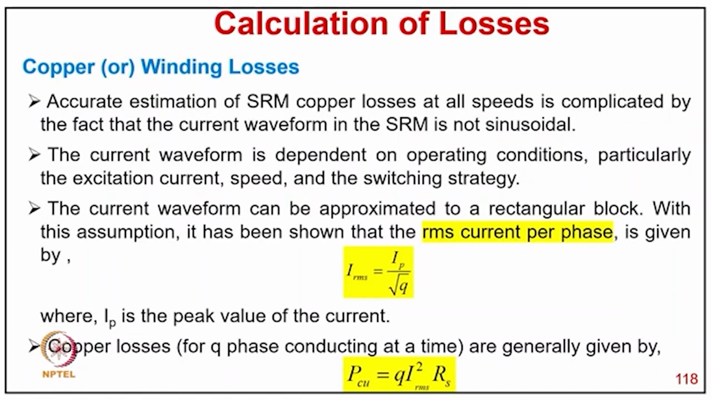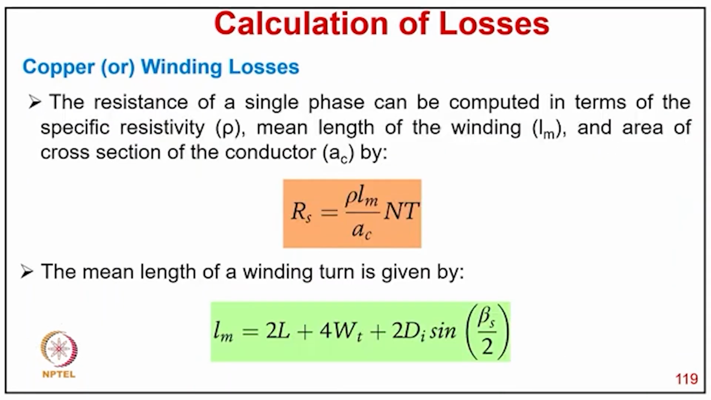So with this assumption, it has been shown that the RMS current per phase is given by I_RMS equal to I_P upon root q, where I_P is the peak value of current. Then copper losses for q phases conducting at a time are generally given by P_Cu equal to q I_RMS squared R_S, and the resistance of a single phase can be computed in terms of the specific resistivity rho, mean turn length L_M, and the area of cross section of conductor A_C. So R_S equal to rho L_M upon A_C into N_T.